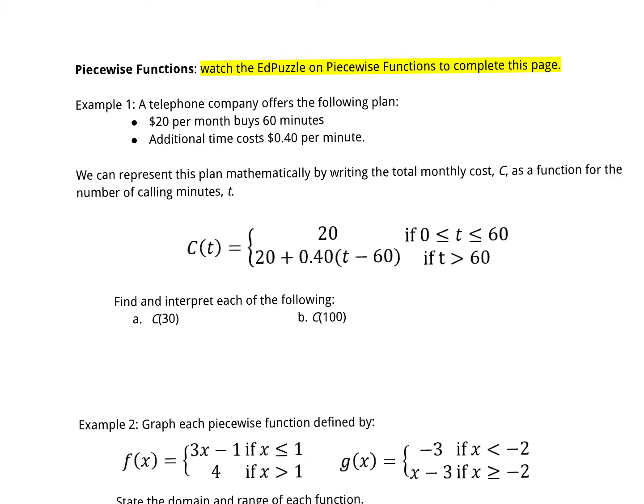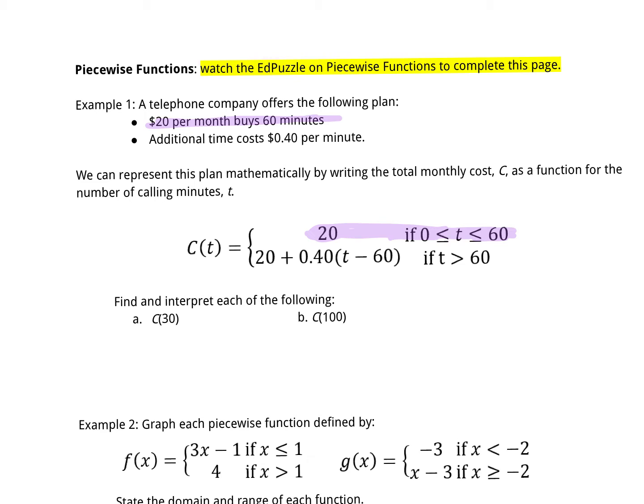It says a telephone company offers the following plan. $20 per month buys 60 minutes of time, and then any additional time costs 40 cents per minute. I need you to think first about how we represent this $20 per month for 60 minutes. That's this first statement of the piecewise function. This is just a constant, a flat fee of $20 up to and including 60 minutes.